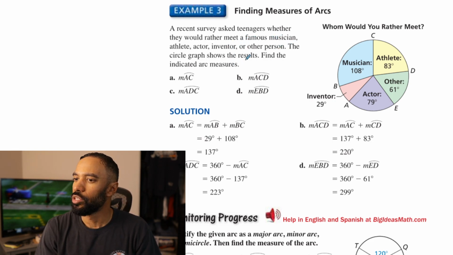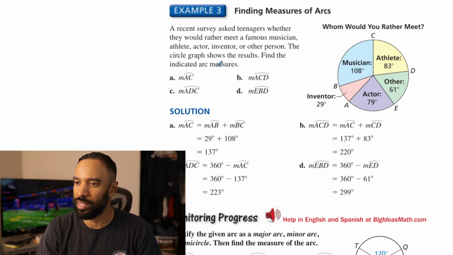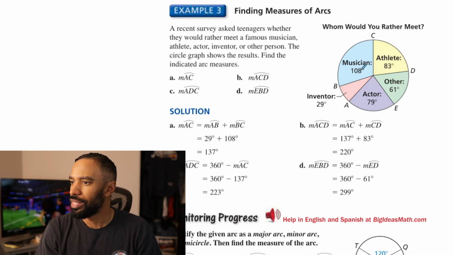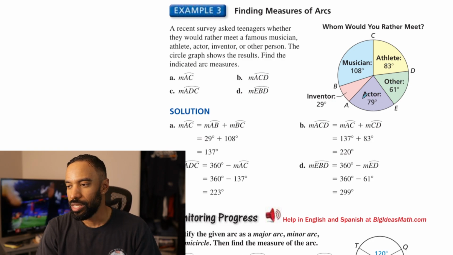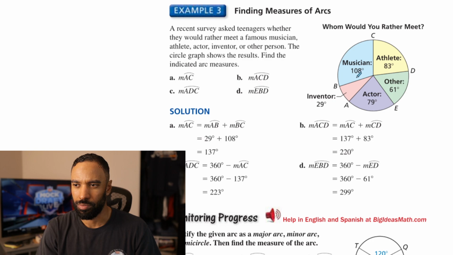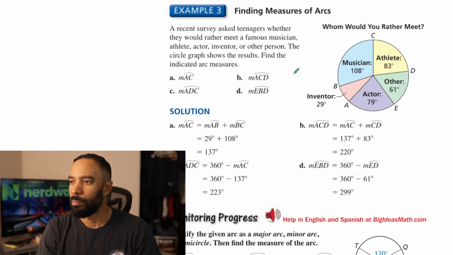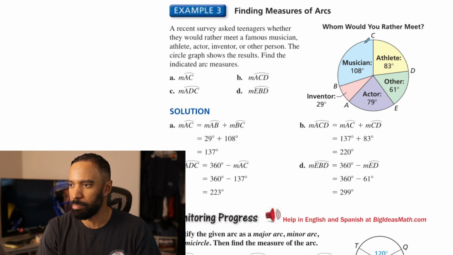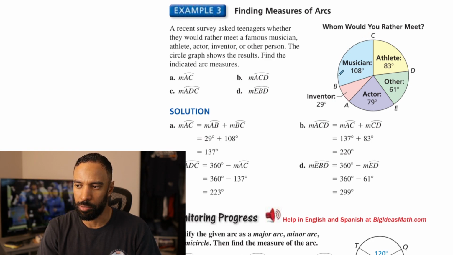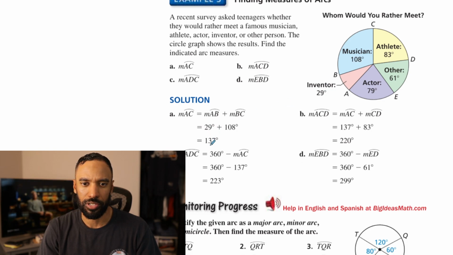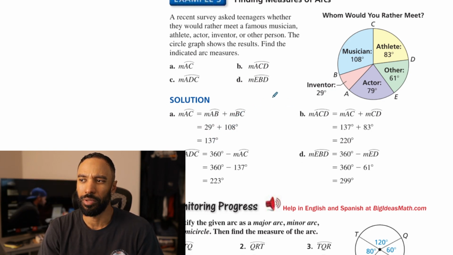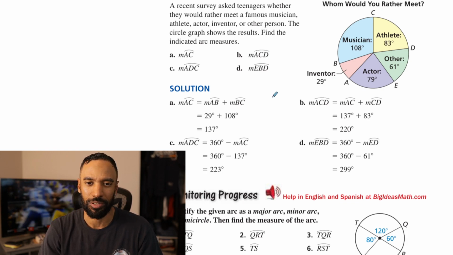All right, anyway, the circle graph shows the results. Find the indicated arc measures. So these degrees, they're not percentages, but these degrees are represented, I guess, with the angles. Measure of arc AC is the sum of this AB plus BC, and I call them as such because they're minor arcs. So 29 plus 108, we get the 137 degrees. It's measure of arc AC. I don't really know what the word problem has to do with this stuff, but whatever.